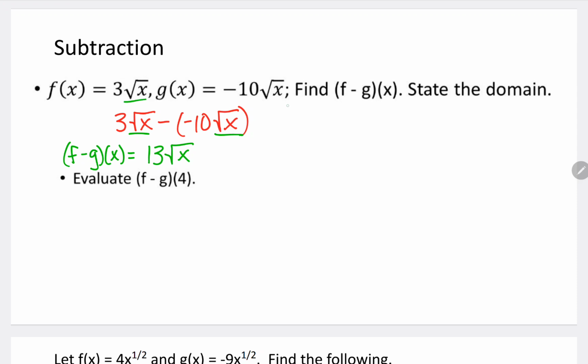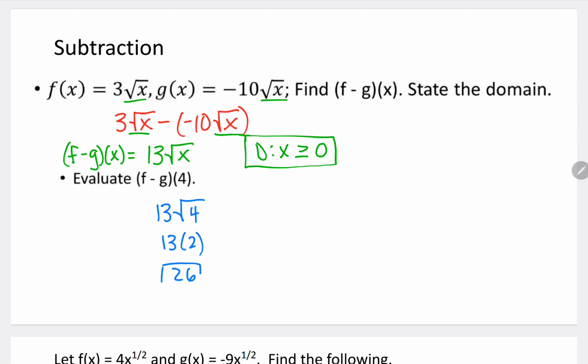And we do have even roots, both in the original functions and in our new function that we created. So our domain is x has to be greater than or equal to 0 to keep what's underneath that radical non-negative. And then lastly, we're going to plug in 4 into that function we just found. So 13 times the square root of 4, or 13 times 2, is 26.